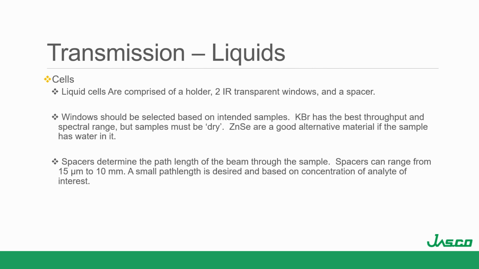To determine the path length that the light goes through the samples, there are actual spacers put in between the windows, and these can go from 15 microns to 10 millimeters. The smallest path length you can do is desired, and you just choose the path length based on the concentration of the analyte that you're interested in. Usually you have several, and it becomes trial and error to get which one you need to run your samples.